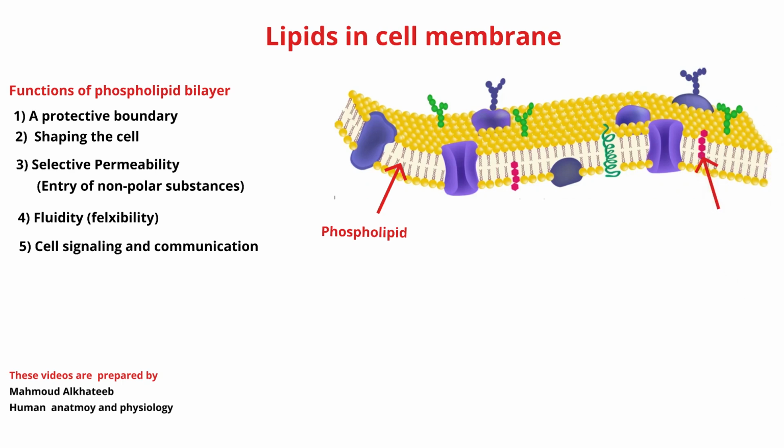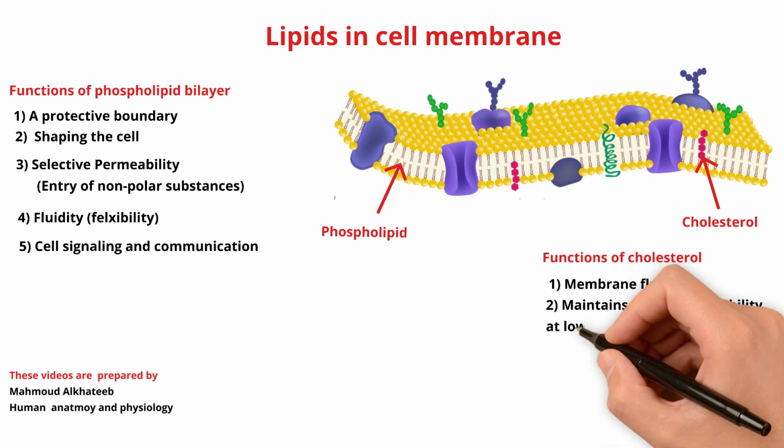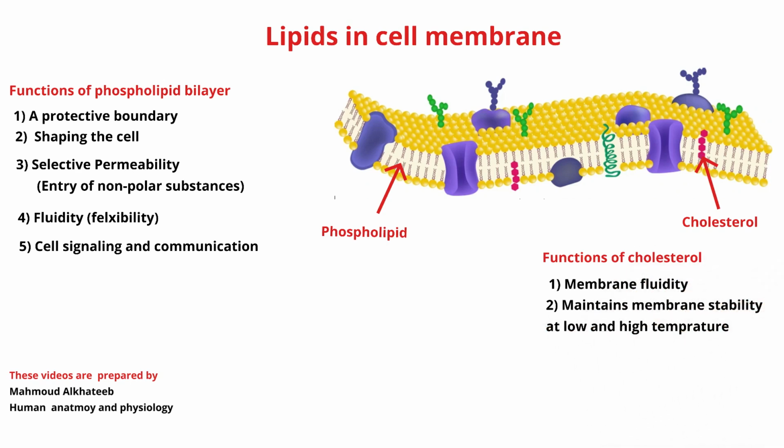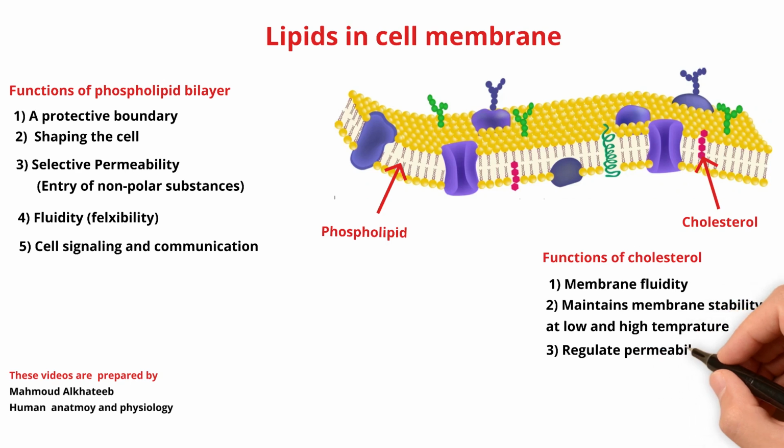Cholesterol is another important component of the plasma membrane. It helps regulate membrane fluidity, stabilizing the membrane at high temperatures and preventing it from becoming too rigid at lower temperatures. Cholesterol also controls the permeability of the membrane, ensuring that the cell functions properly.